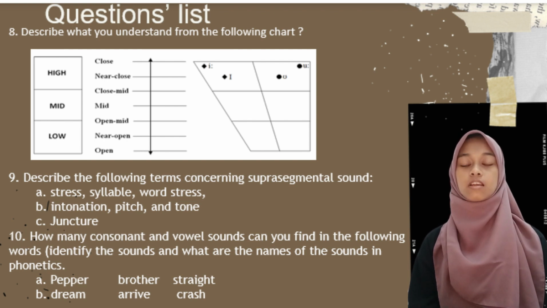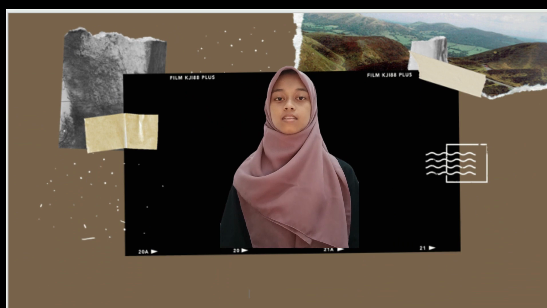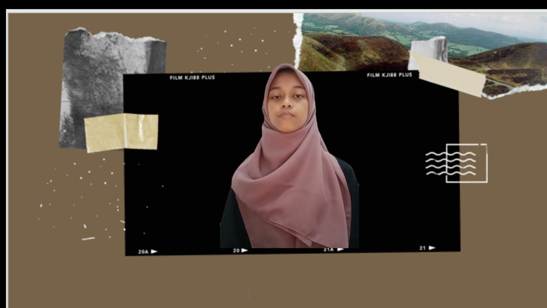How many consonants and vowels can you find in the following words? Then identify the sounds and what are the names of the sounds in phonetics. A, pepper. B, dream. C, brother. D, arrive. E, skirt. And F, brush. Well, that's the list of questions. Now, without waiting long, I'll start answering the questions from number 1. So stay tuned.